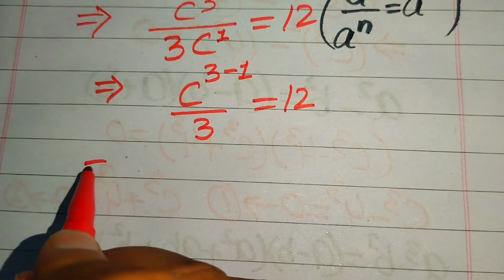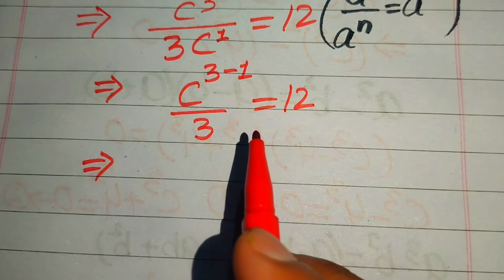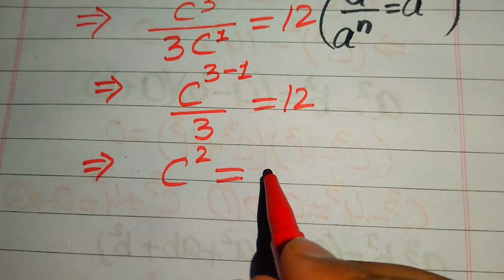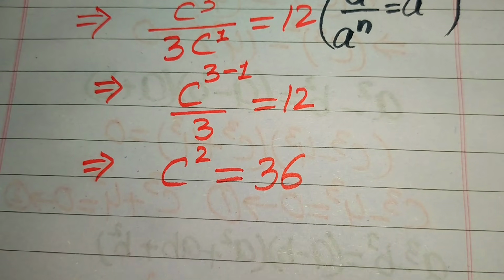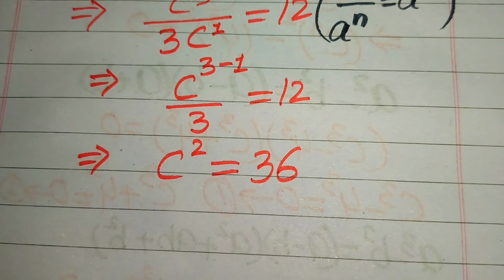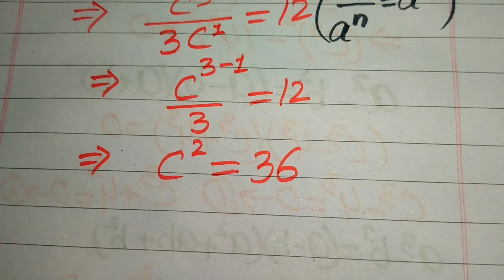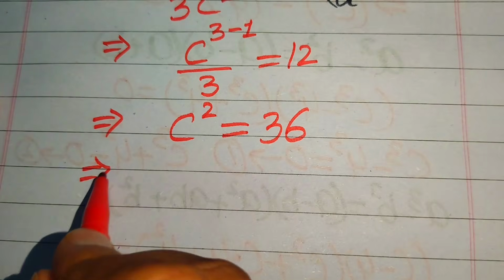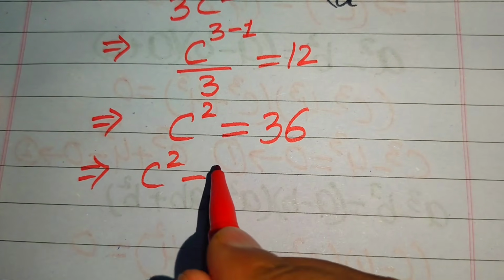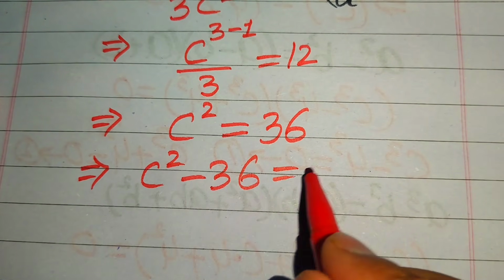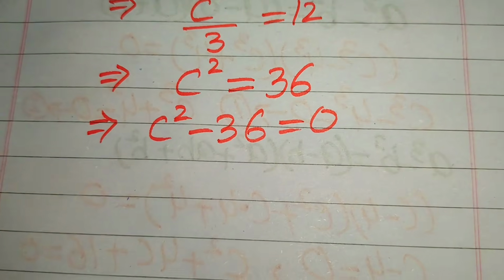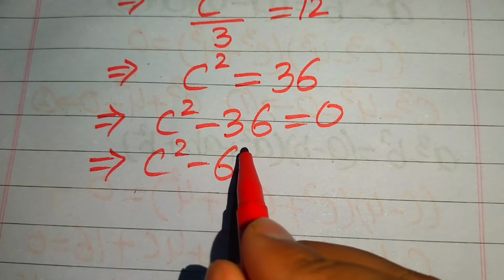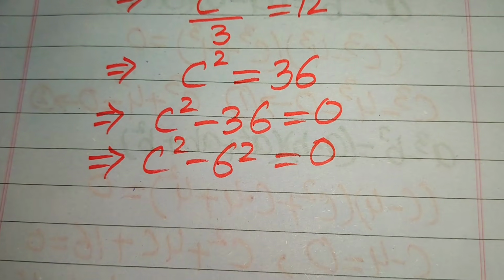And further we move the term 3 from the left hand side to the right hand side, and we get c square is equal to 12 times 3, which becomes 36. So further, in the next step, we need more simplification, and we just move 36 to the left hand side, and we write it as c square minus 36, and this whole equation is equal to 0. Again we rewrite this equation as c square minus 6 square equals 0.